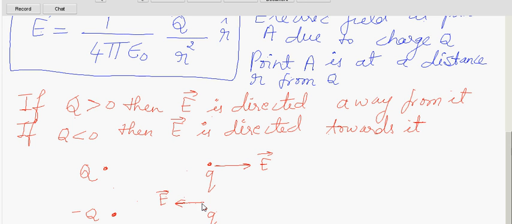So remember the SI unit also. Electric field is easily calculated as F by q.